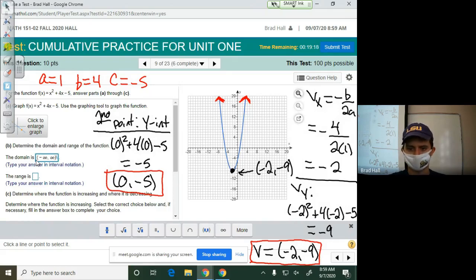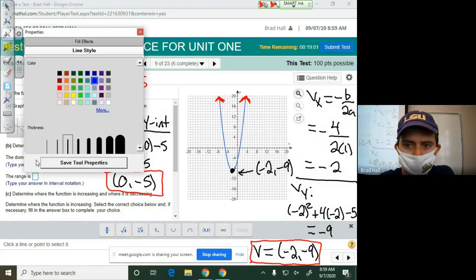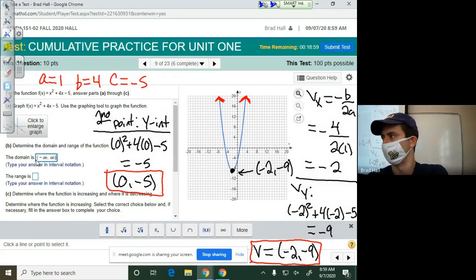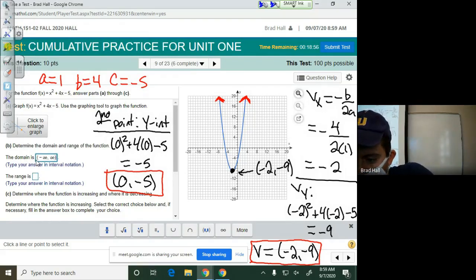And if you're curious, \INF will just give you the infinity symbol for free, just in case you're curious. And then the range: it's lowest to highest, and it's y values. So we'll color this in blue for the lowest value, which corresponds to -9. The highest value, we get positive infinity because of the arrows that just go up forever.